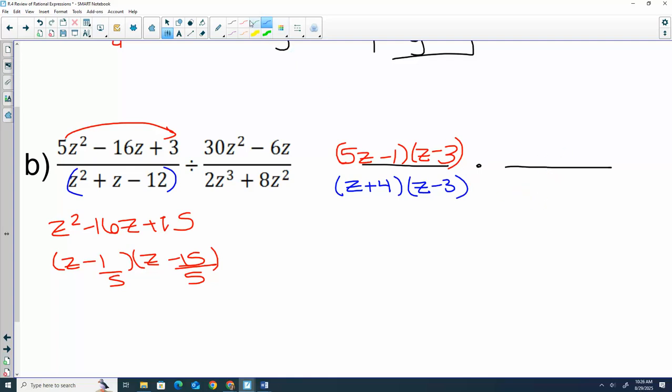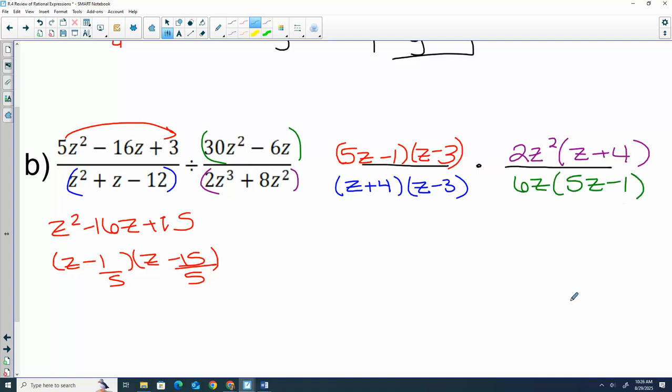Can I go ahead and flip this fraction? Okay, so when I flip it, this denominator is what's coming up on the top. I have a GCF of 2z squared. And that would leave a z plus 4. When I flip, this goes down the bottom, and I could take out a 6z, which leaves 5z minus 1. So just factoring everything, and we have been practicing factoring.